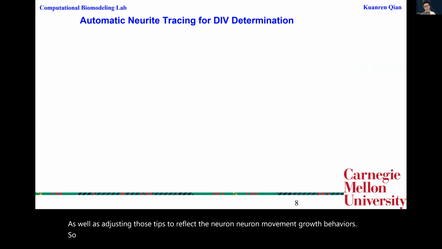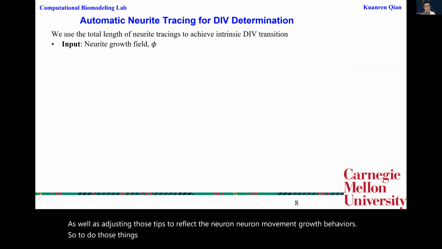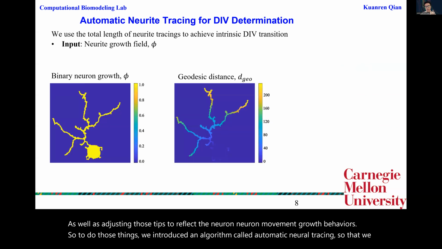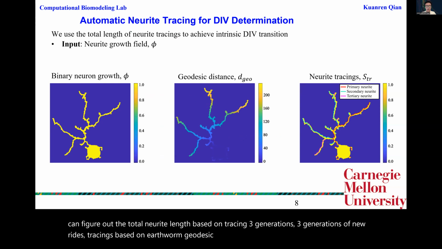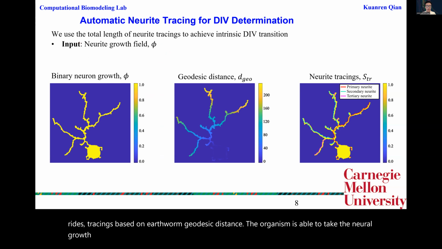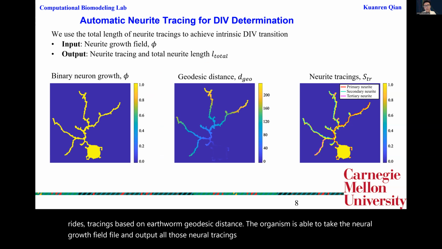To do those things, we introduce an algorithm called automatic neural tracing, so that we can figure out the total neural length based on tracing three generations of neural tracings from geodesic distance. The algorithm is able to take the neural growth field phi and output all those neural tracings automatically.